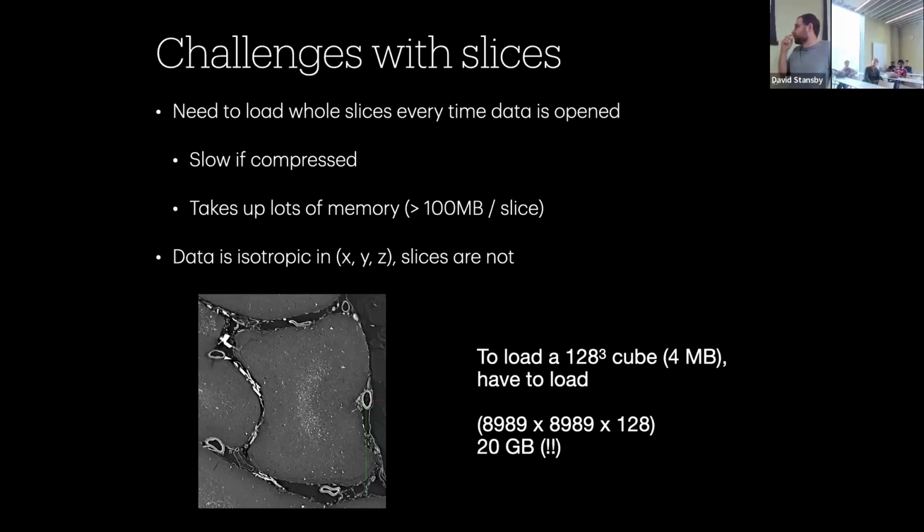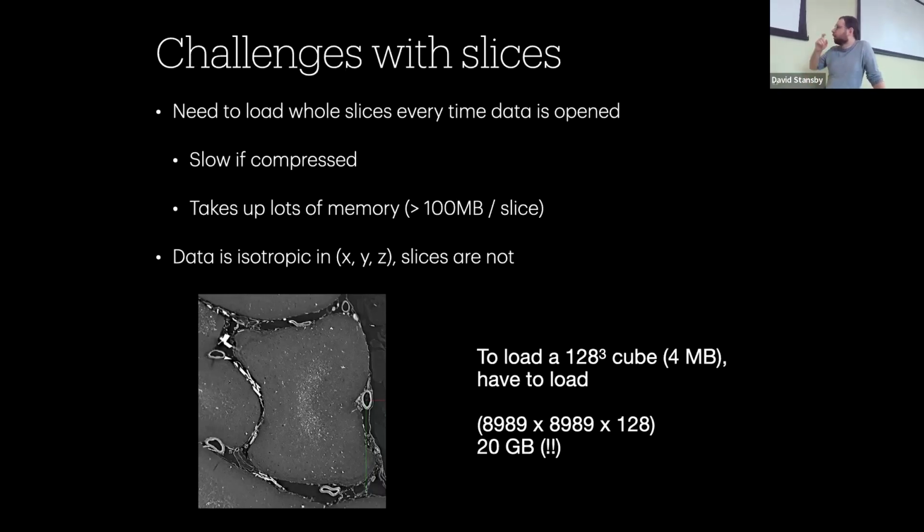And our data is isotropic. So these 3D images are truly 3D. The resolution in each direction is exactly the same. And so it doesn't really make sense to work with slices; we want to work with it the same along the z-axis as we do along the x and y-axis.